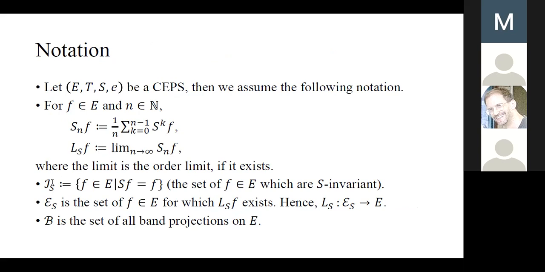Then we'll say this is an I, calligraphic I. We'll say that I_S is the set of S-invariant F in E. So that's F in E such that SF is equal to F. We'll say that this calligraphic E_S is the set containing F in E for which LSF exists.